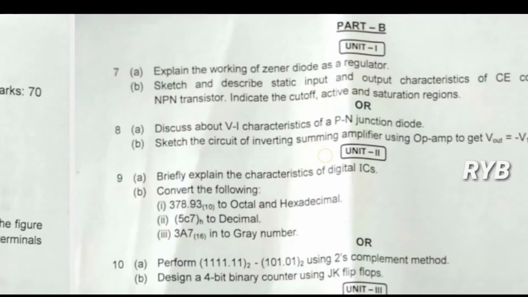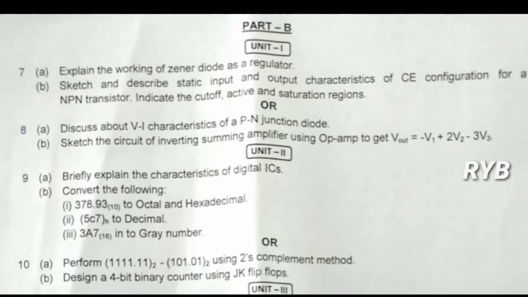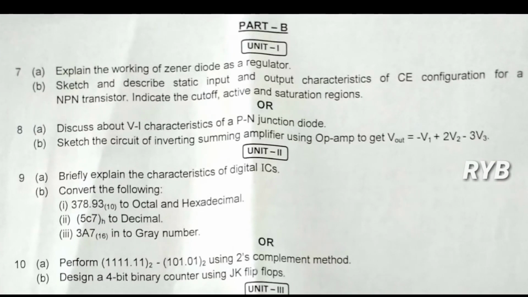It is part B. Explain the working of a Zener diode as a regulator. Sketch and describe the static input and output characteristics of common emitter configuration for an NPN transistor. Indicate cutoff, active and saturation regions. That is for unit 1, part B, the electronics question.